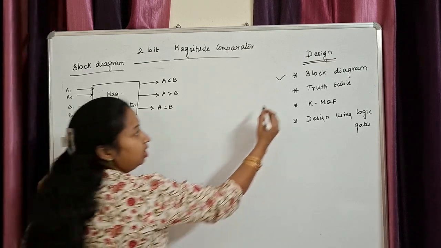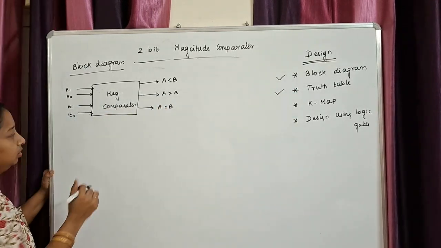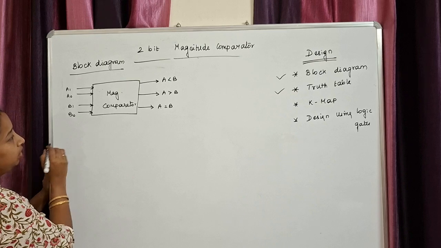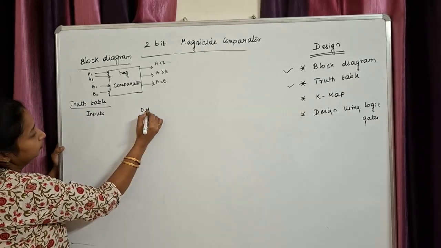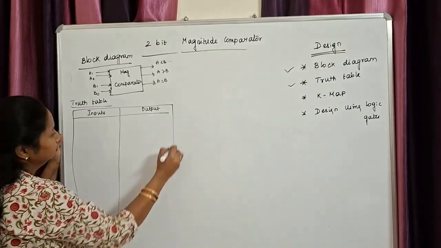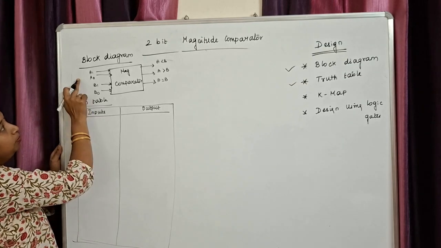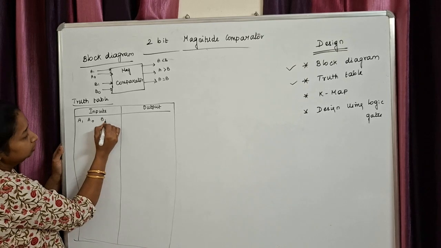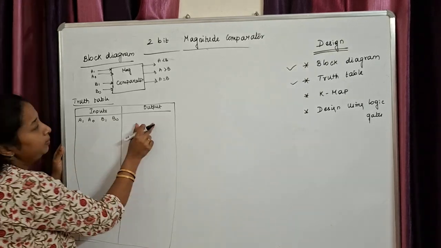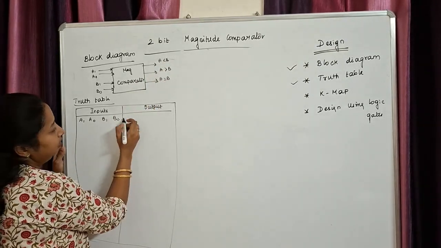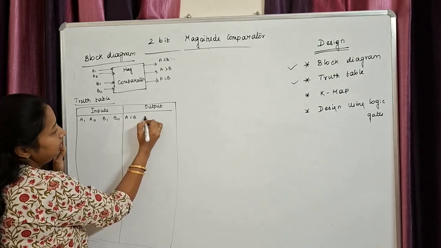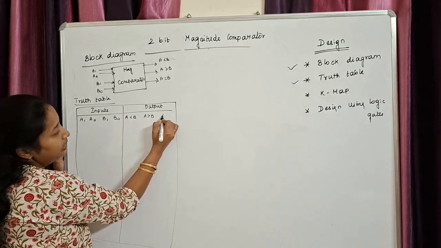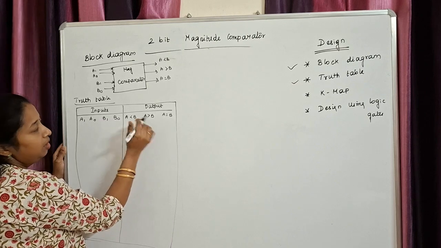What is the next step? We have to draw a truth table. Fine. Let's see how to draw a truth table here. Now, what are my inputs? A1, A0, B1 and B0 are my inputs. Clear? Now, what are my outputs? A less than B, A greater than B and A equal to B. These 3 are my outputs.